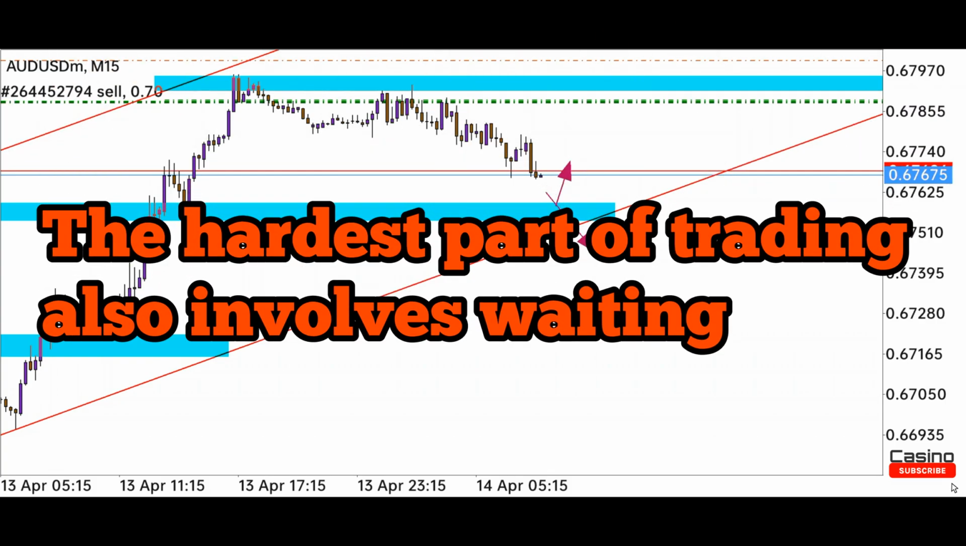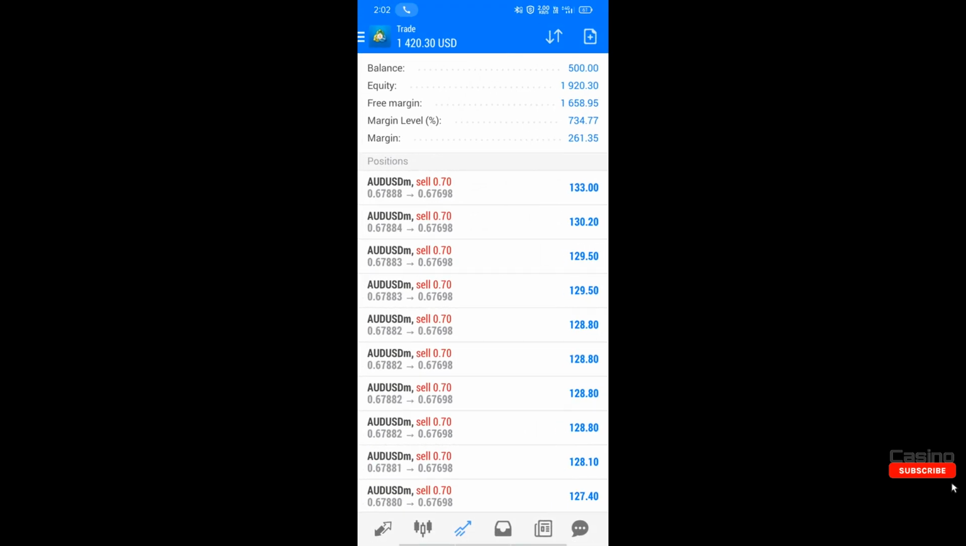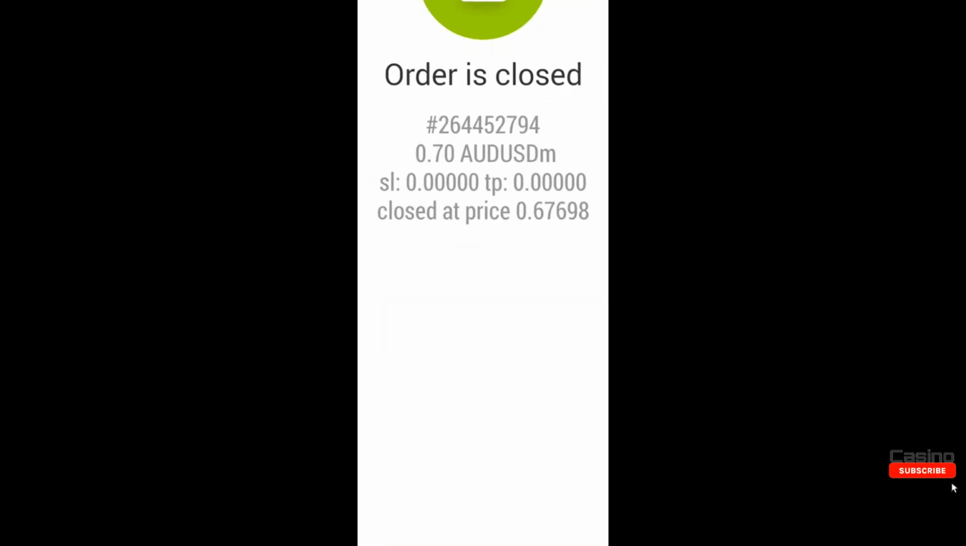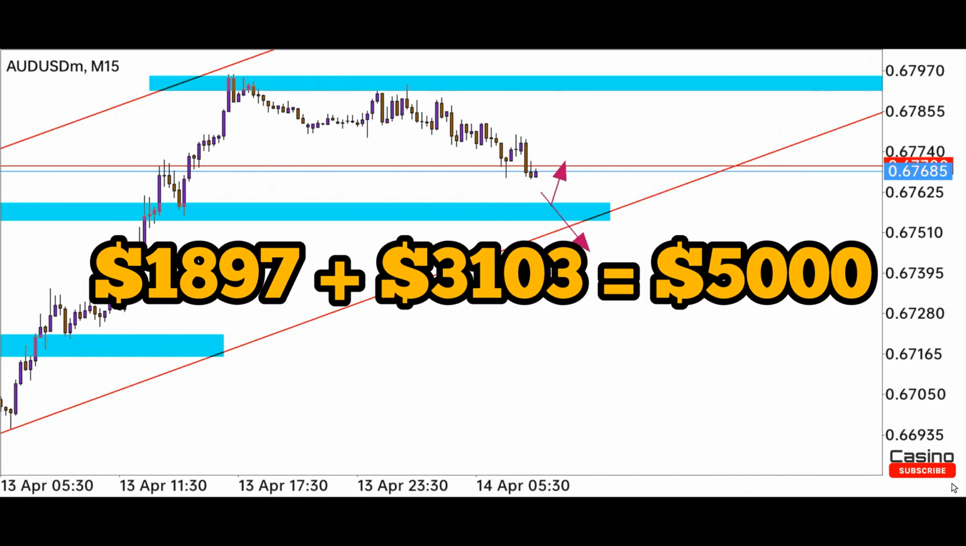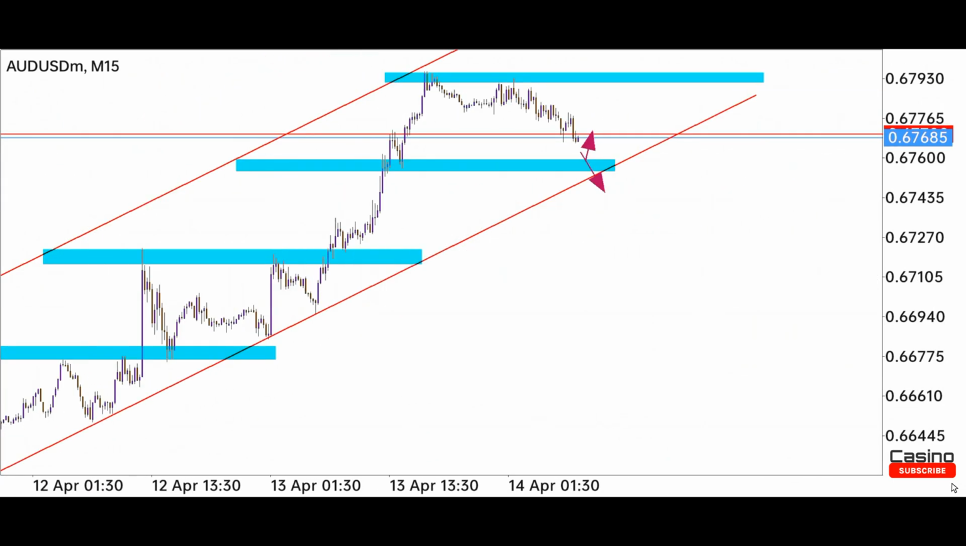The hardest part of trading also involves waiting. That's why many people can't wait for the right pattern to be formed and make big losses. Let's close the trade. Guys, our profit is running around $1,420. This was our short trade whose target was achieved quickly. We have grown the account to $1,897. Our goal is $5,000, of which $3,103 is left. Let's wait and see how far we can grow the account.